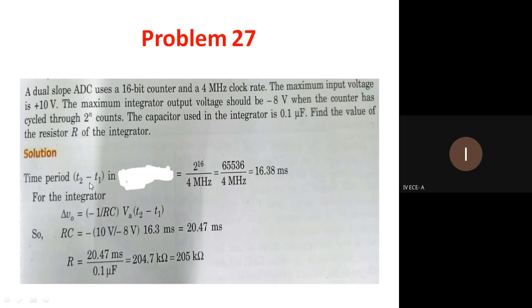Time period is equal to T2 minus T1 in the dual slope converter. So it gives 2 power 16 divided by 4 megahertz. We get 16.38 milliseconds. For the integrator, delta V naught is equal to minus 1 by RC into VA into T2 minus T1. So RC is equal to minus 10 volt divided by minus 8 volt into 16.3 milliseconds. We get the value 20.47 milliseconds. R is equal to 20.47 milliseconds divided by 0.1 microfarad. We get the value 204.7, approximately 205 kilo ohms.